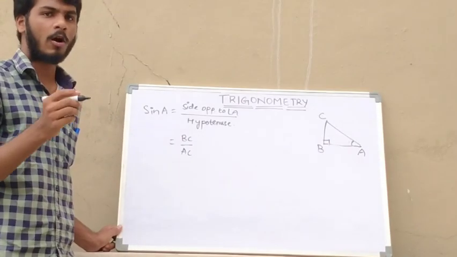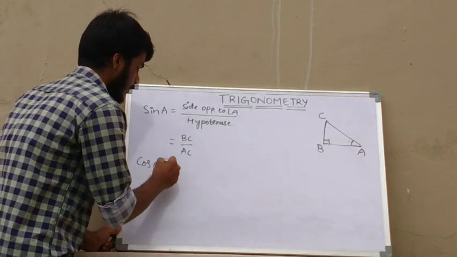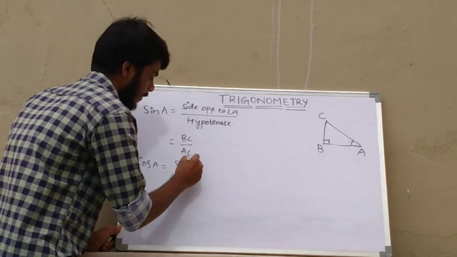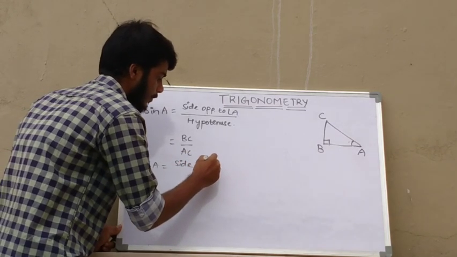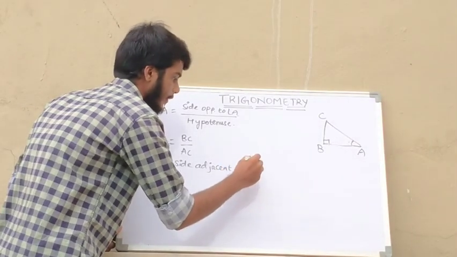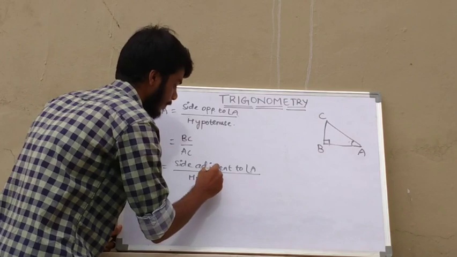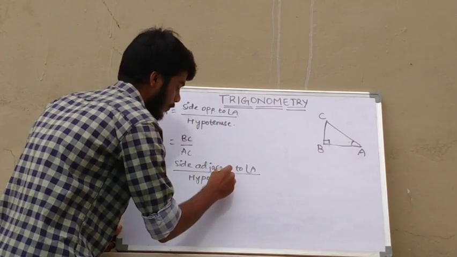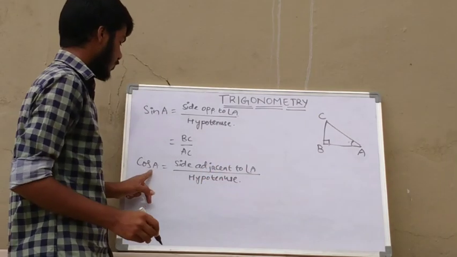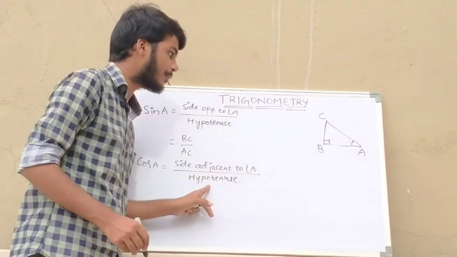Similar to this, cos A definition is side adjacent to angle A by hypotenuse. So cos A definition is side adjacent to angle A by hypotenuse.